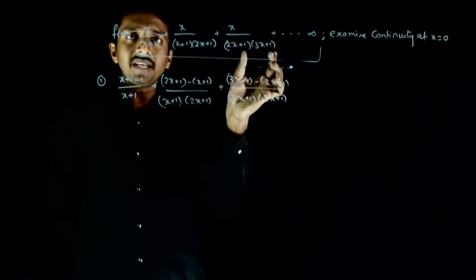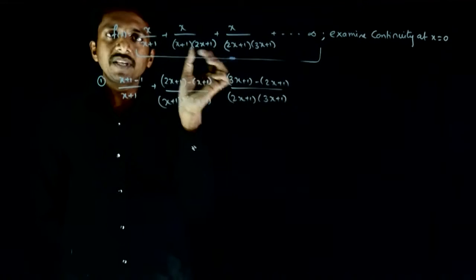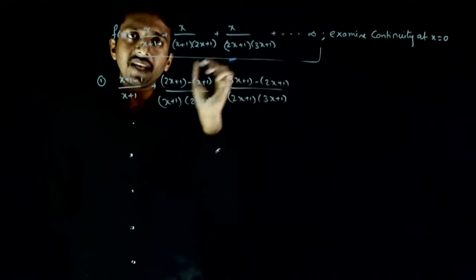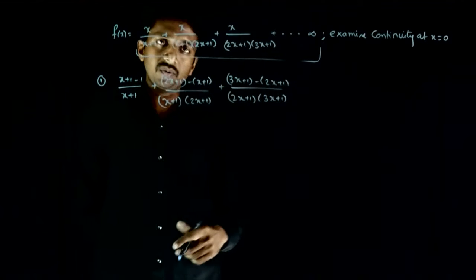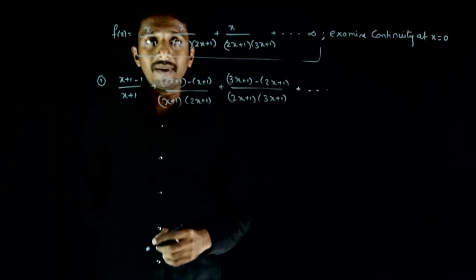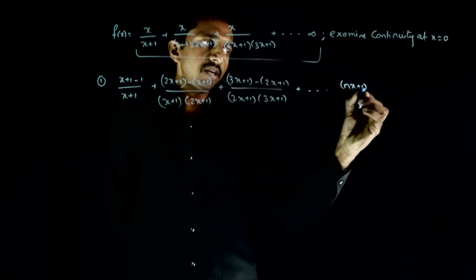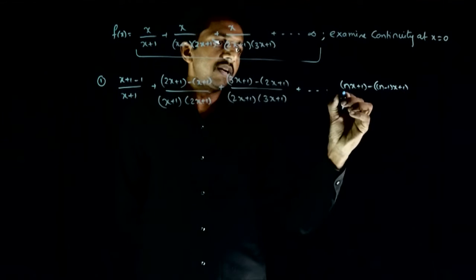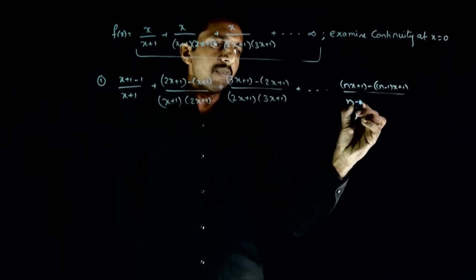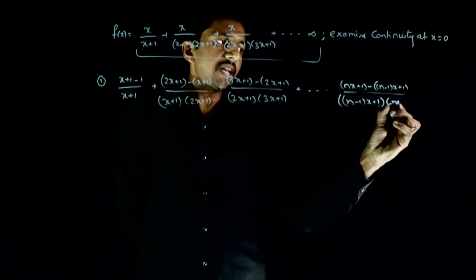Now can you see the nth term of this? What will be its nth term? See, the second term ended with 2x plus 1, the third term ended with 3x plus 1. So the nth term will end with nx plus 1. So plus so on. If I am adding up to n terms, in the nth term you have nx plus 1 minus of n minus 1 into x plus 1, divided by n minus 1 into x plus 1 into nx plus 1.